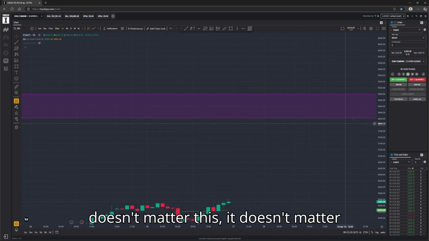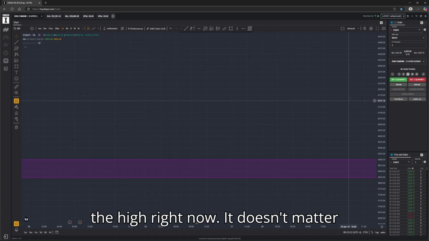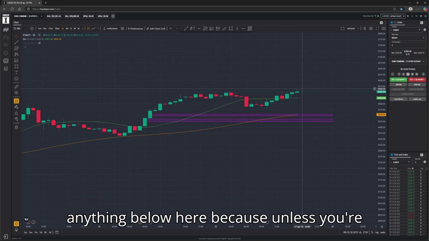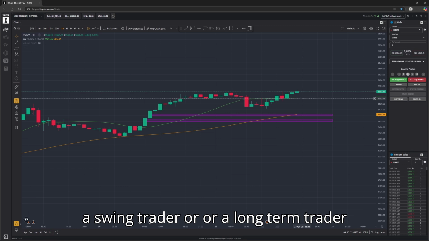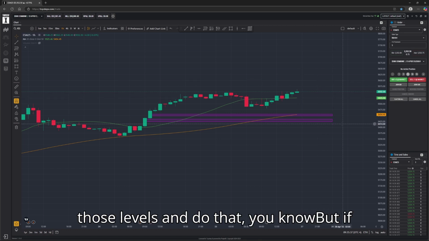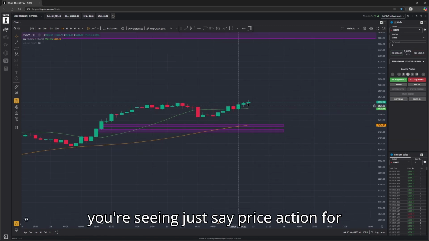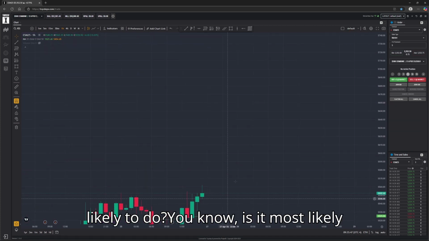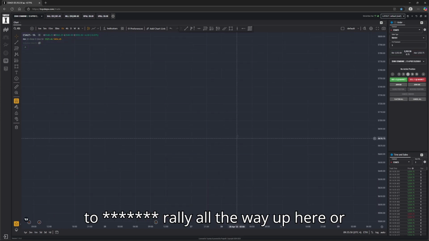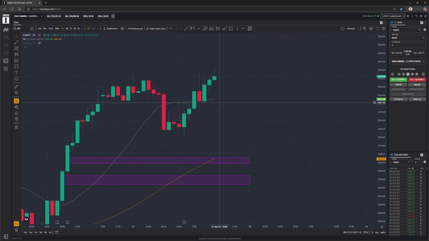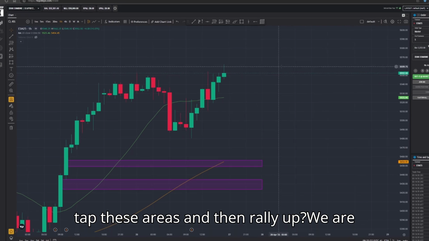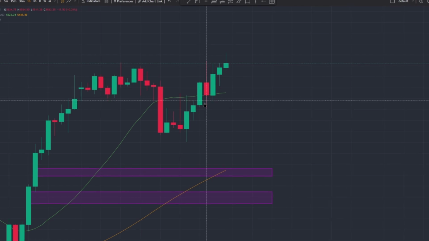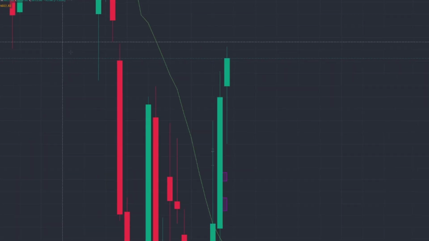It doesn't matter the high right now. It doesn't matter anything below here because unless you're a swing trader or a long term trader, then yeah, you can still look at those levels and do that. But if you're seeing just say price action for the week coming up, what is it most likely to do? Is it most likely to rally all the way up here or tap these areas and then rally up? We are in a bull trend, and you can see by this.